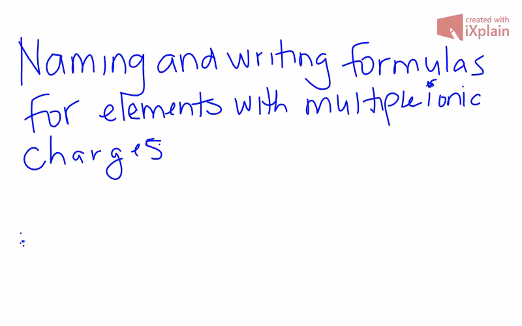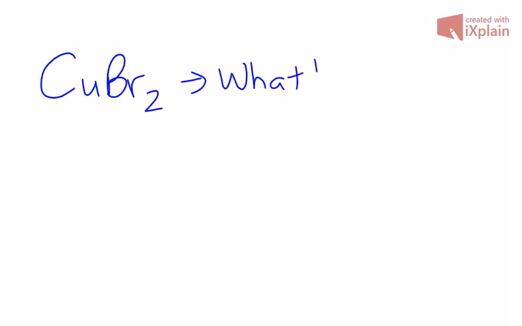So for the duration of this lesson and anything moving forward, please keep referring to the reference chart that I've uploaded to the Google Classroom, where you have the various elements that actually do have multiple ionic charges and what those charges are. So our first example is going to be CuBr2. So given this formula, what's the name? Okay, so we are going to name this formula.